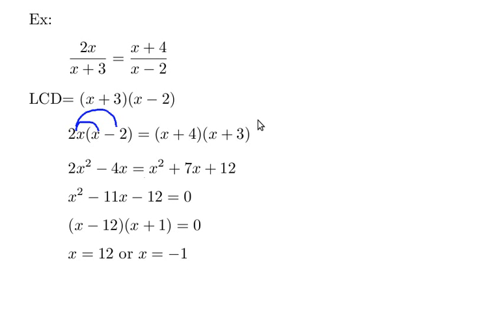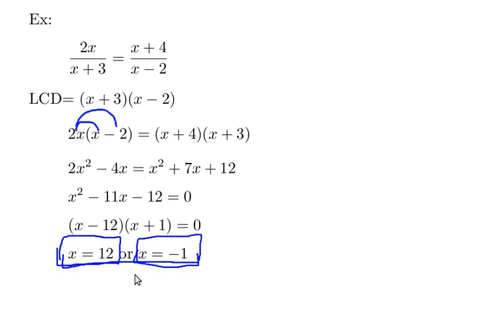So now we see, do either of these answers ever divide by 0? So x plus 3, let's look at 12 first. 12 plus 3 will give us 15, so that doesn't divide by 0. 12 minus 2 will give us 10, so that doesn't divide by 0. So x equals 12 is a valid answer. Let's try x equals negative 1. Negative 1 plus 3 will give us 2, so that's good. Negative 1 minus 2 will give us negative 3, so that's good. So this is a valid answer.